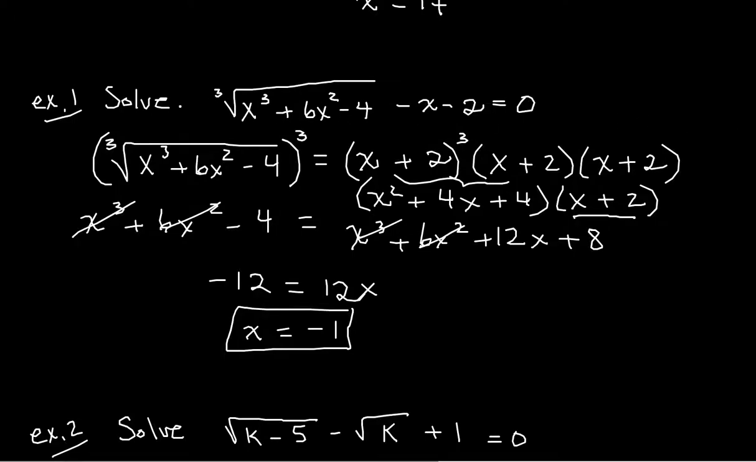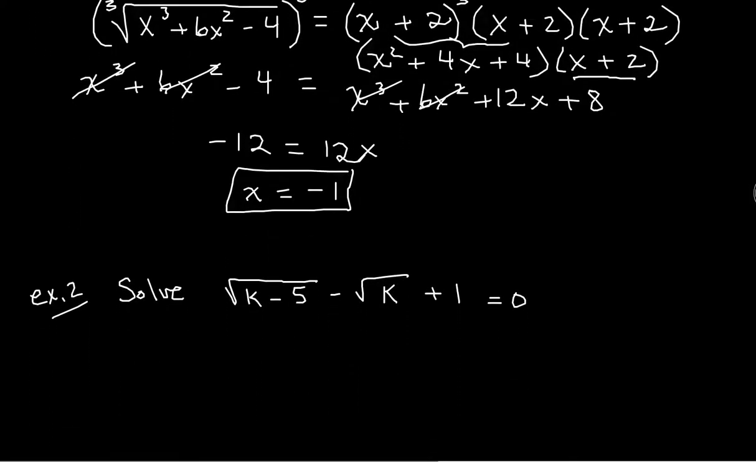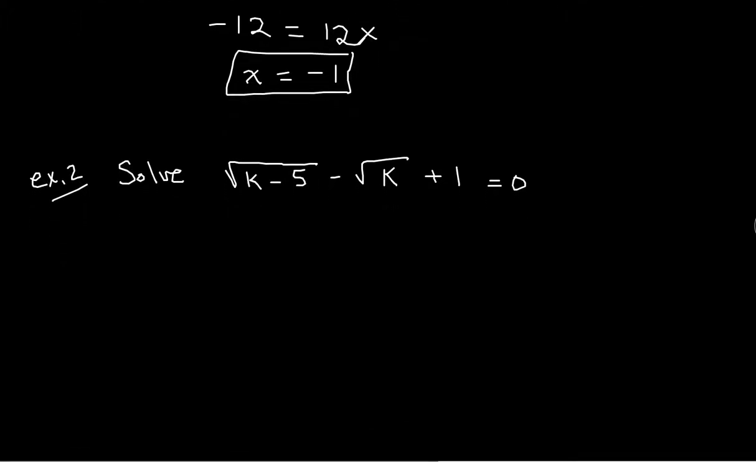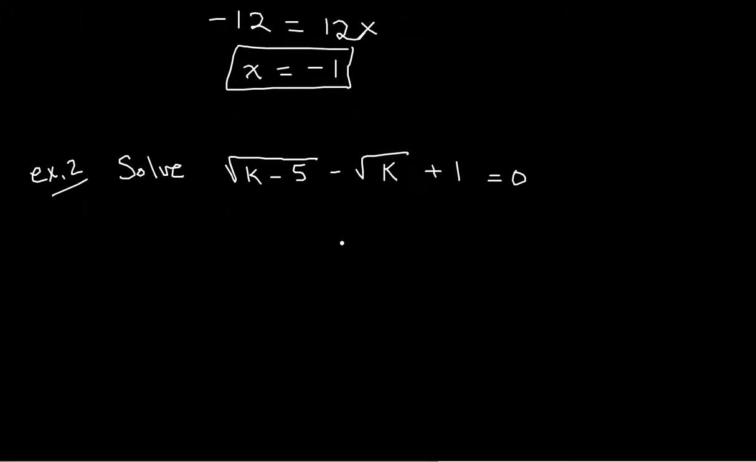The second type of problem we're going to do are when we have multiple radicals. Whenever you have multiple radicals, you want to isolate the bigger one, get rid of it, and then you'll have another radical that you'll have to get rid of. So we're going to isolate this radical right here. So we get the square root of k minus 5. Everything else is going to go on the other side. So we're going to have the square root of k minus 1.